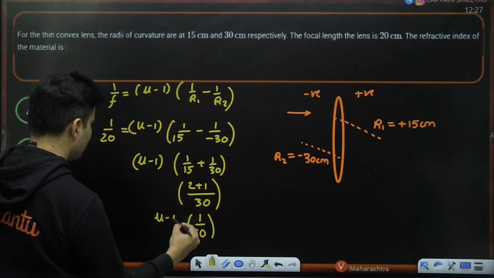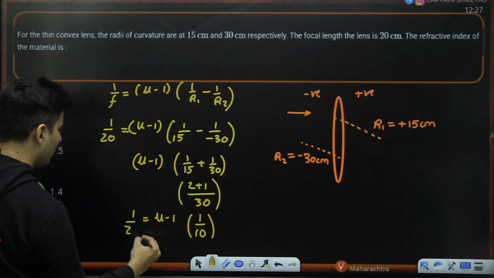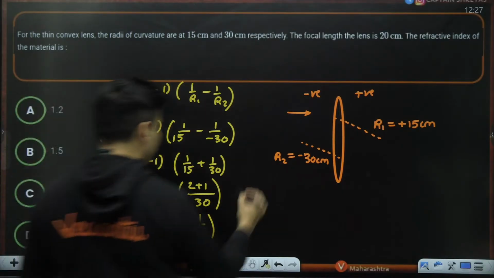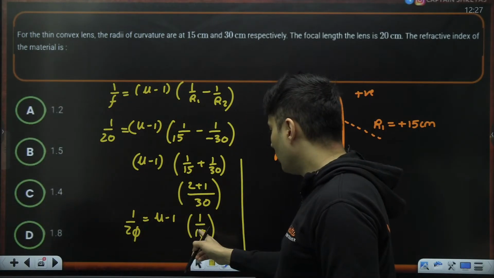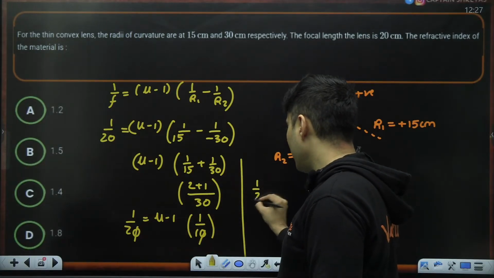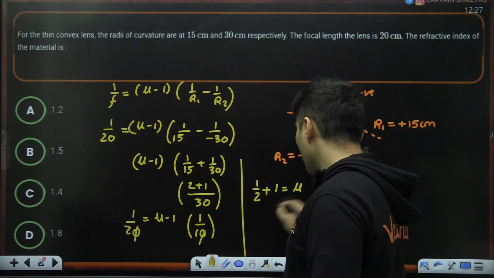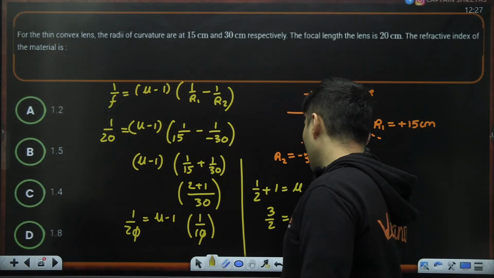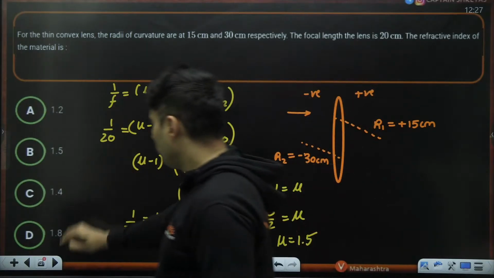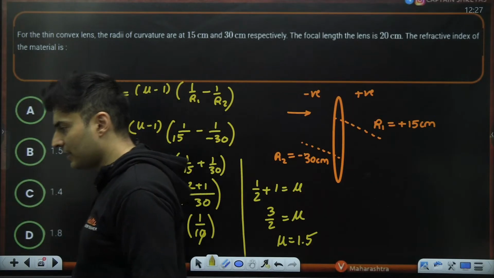So mu minus 1 is equal to 1 by 20 times 10. The zeros will cancel, so this is 1 by 2. So mu minus 1 is 1 by 2. Take 1 to the other side, so 1 by 2 plus 1 is equal to mu. So 3 by 2 is equal to mu. So mu is 1.5. So 1.5 is option B. Yes, that's correct.